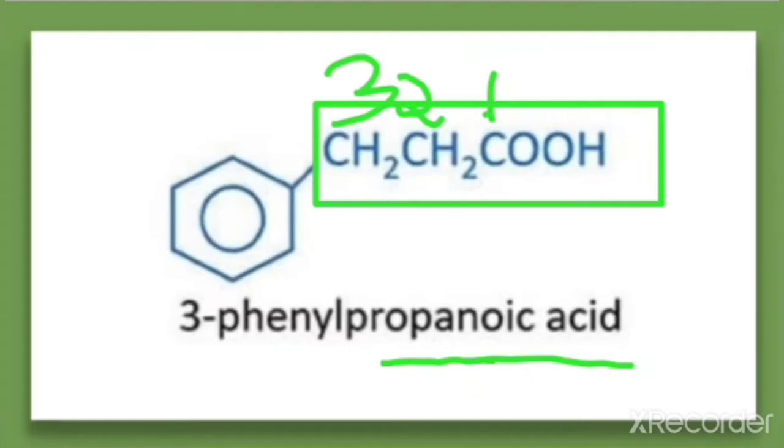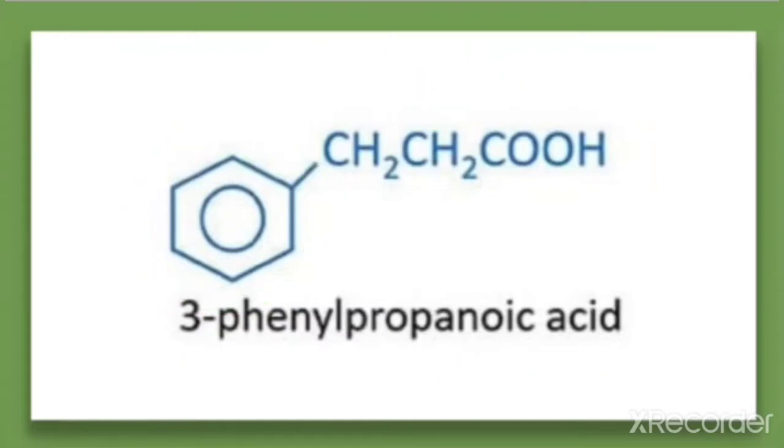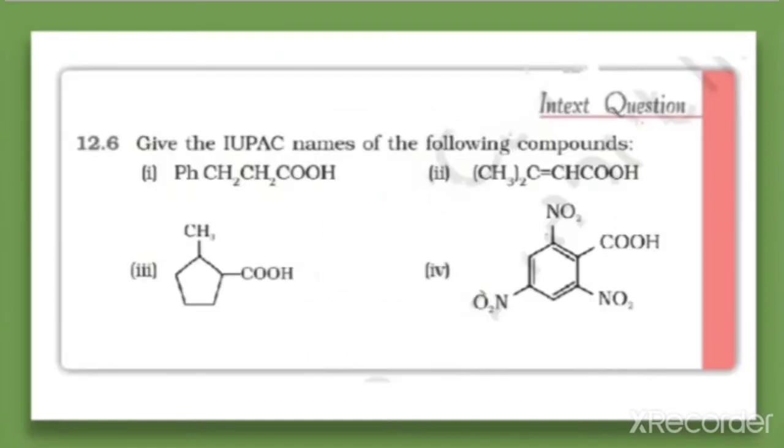So on the third carbon there is one substituent, that is the phenyl group. That's why on the third carbon there is a phenyl group, therefore it is called 3-phenyl propanoic acid. In the textbook, an in-text question is given, question 12.6: Give the IUPAC name of the following compound.